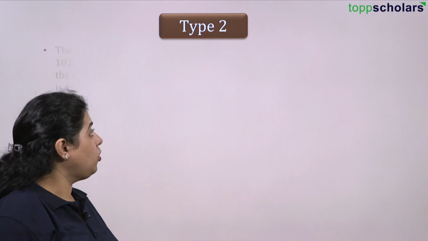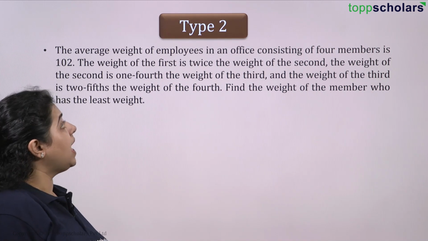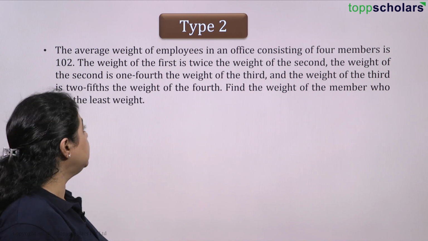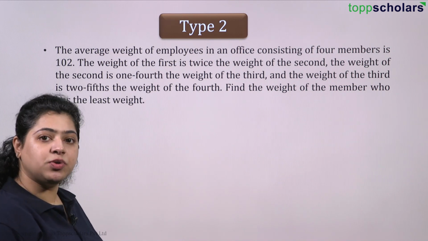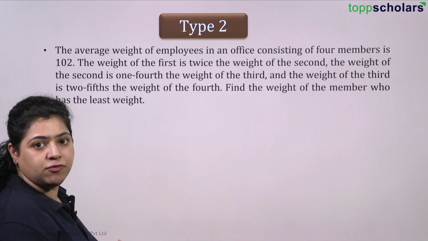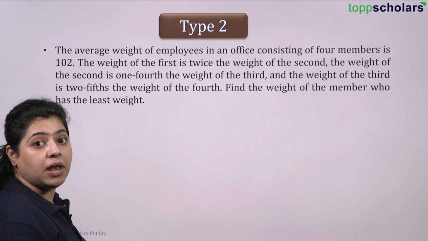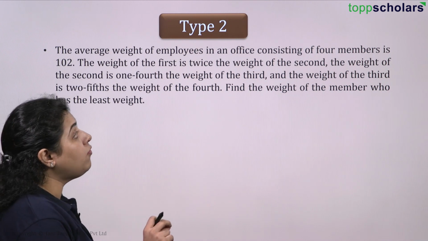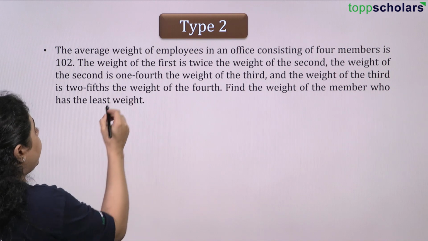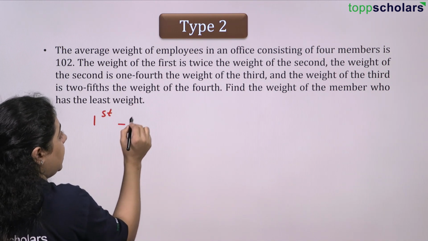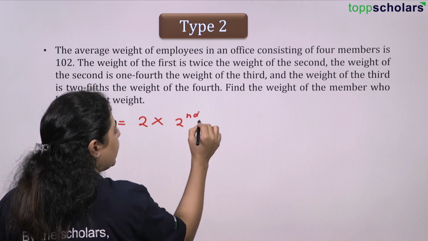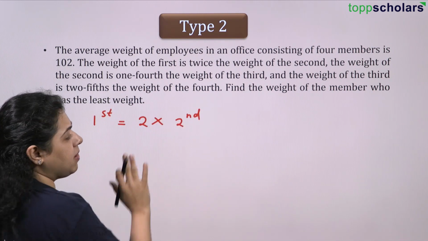Moving ahead to type 2, we have a question. It says the average weight of employees in an office consisting of 4 members is 102. The average weight of 4 people, we understand they are working in the office, is 102. The information further is given with respect to these 4 people. The weight of the first is twice the weight of the second. So the weight of the first person is 2 times the weight of the second person.